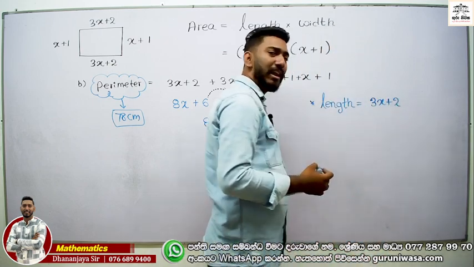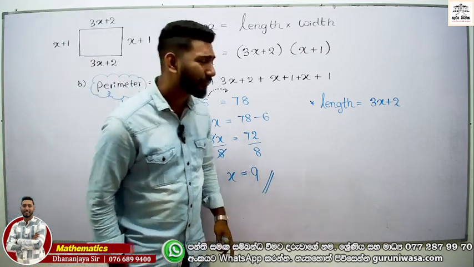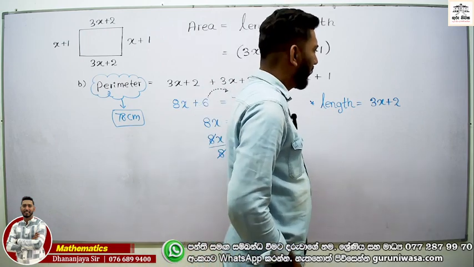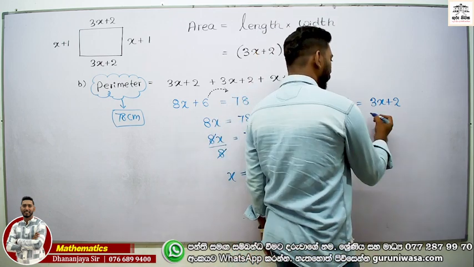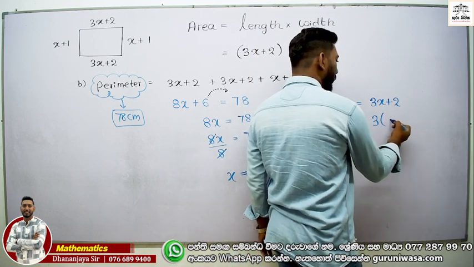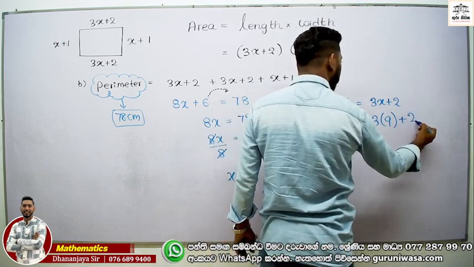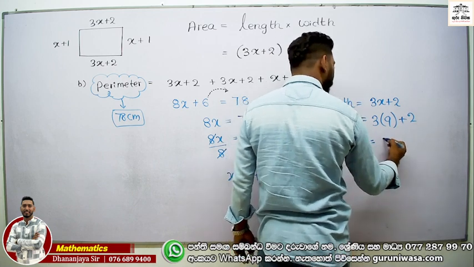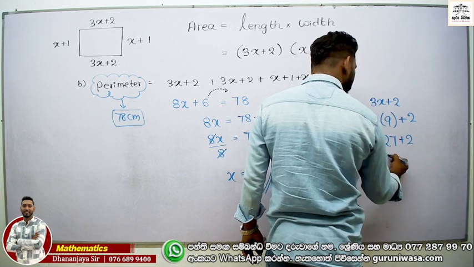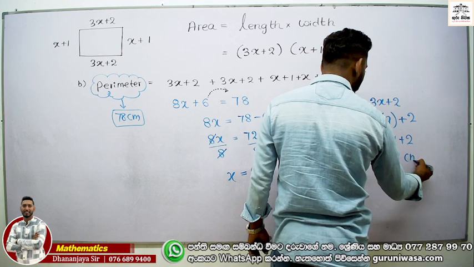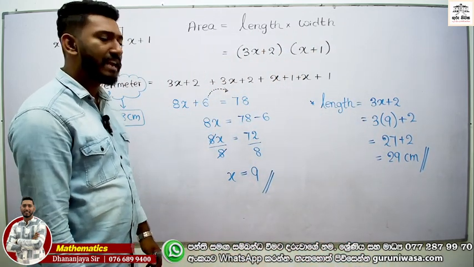And we know the value for x. X is 9. Now you can substitute 9 into the x. Now listen. Therefore, the answer is 3 into 9 plus 2. Now 3 times 9 is 27. 27 plus 2 is 29 centimeters. Now the answer is, length is 29.